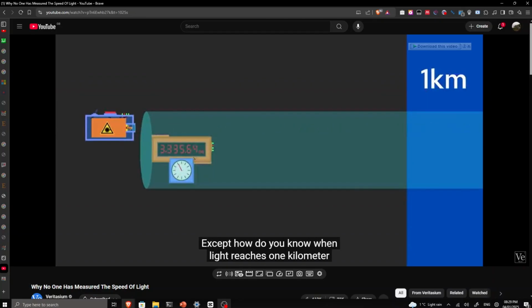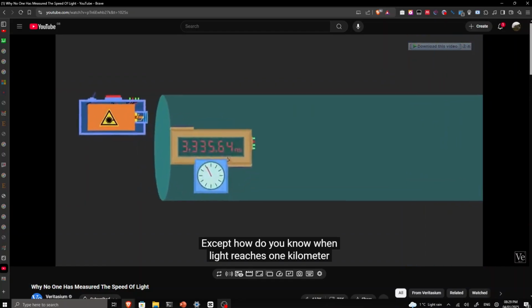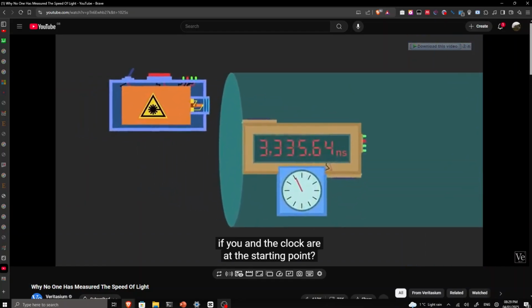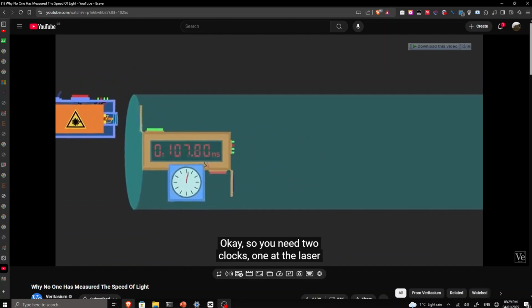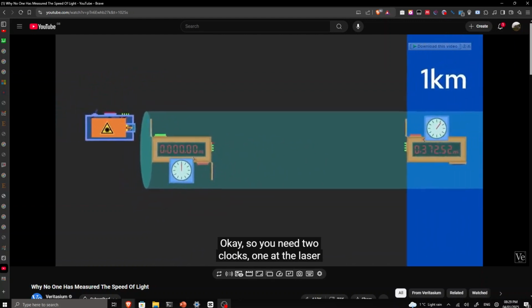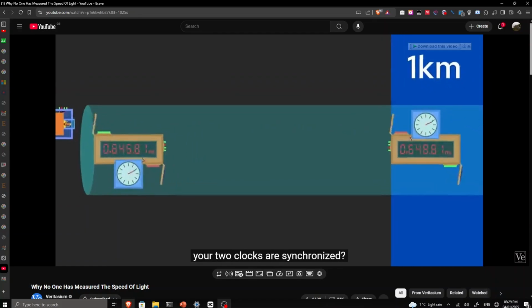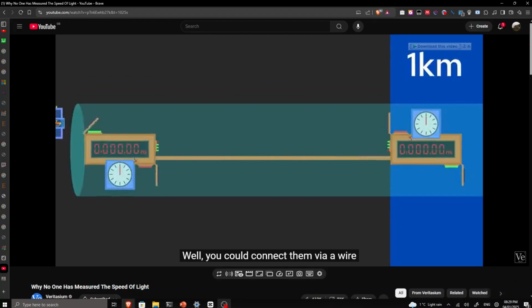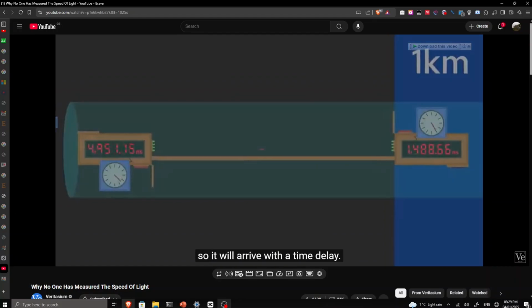Except, how do you know when light reaches 1 kilometer if you and the clock are at the starting point? Okay, so you need 2 clocks, one at the laser and one at the end, which stops automatically when it detects the laser light. But now, how do you make sure your 2 clocks are synchronized? Well, you could connect them via a wire and send a pulse from one to the other, but that pulse will travel at the speed of light, so it will arrive with a time delay.